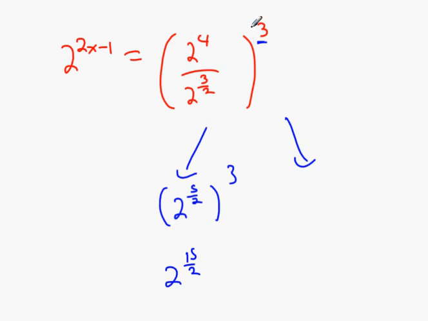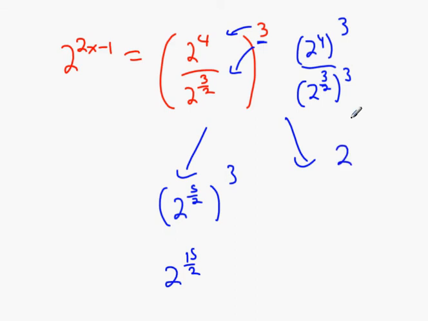Method number 2. Distribute the 3 over both of them. So it's basically 2 to the power of 4 to the power of 3, over 2 to the power of 3 over 2, to the power of 3. Now what happens now? What's on top? 2 to the power of 4 multiplied by 3, 12. What's on the bottom? 3 multiplied by 3 over 2, 9 over 2. Now, what's 12 minus 9 over 2?